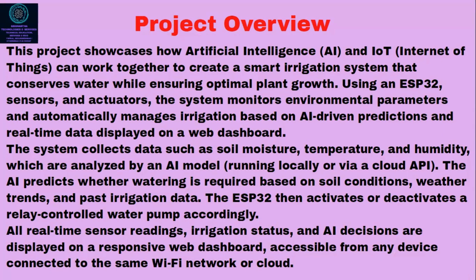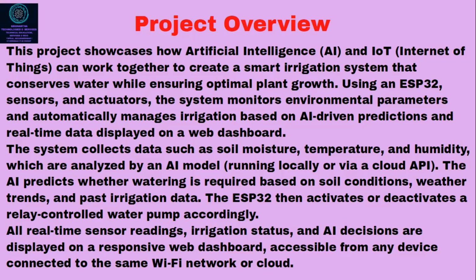intelligence, AI, and IoT, Internet of Things, can work together to create a small irrigation system that conserves water. That is very important, conserves water, while ensuring optimal plant growth. Using an ESP32, a microcontroller, the best microcontroller for IoT projects, with sensors and actuator. The system monitors environmental parameters and automatically manages the irrigation based on AI-driven prediction and real-time data displayed on the web dashboard or HTML page.